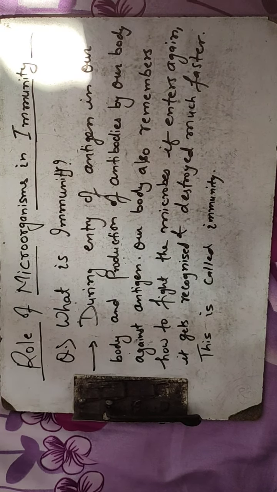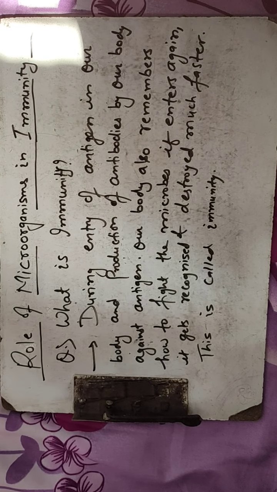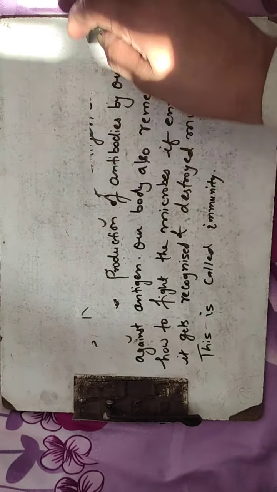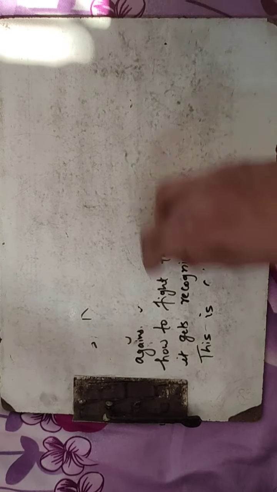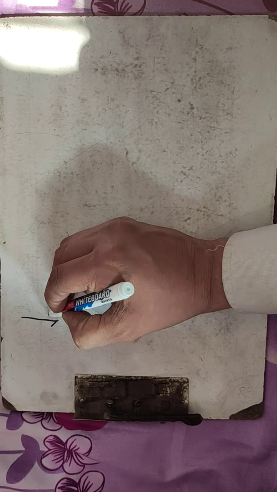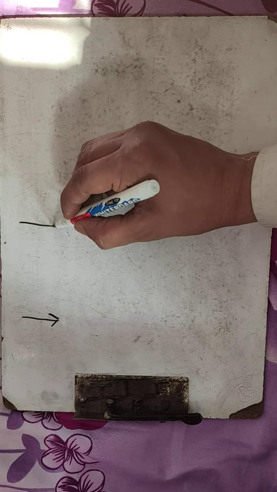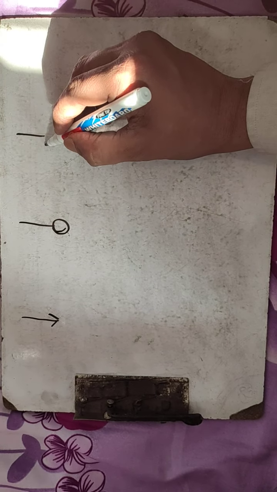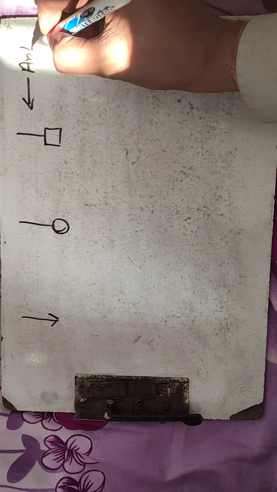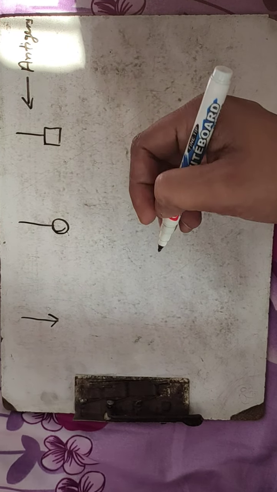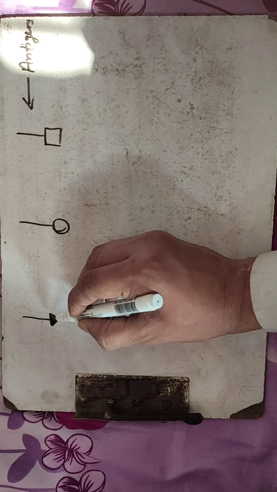My dear students, I will convey the whole antigen, antibody and immunity by a diagrammatic process. Through the diagram, I will make you understand the role of antigen and antibody in the immunization process. So, let us see. Suppose this is an antigen, this is another antigen and this is another antigen. These are antigens.